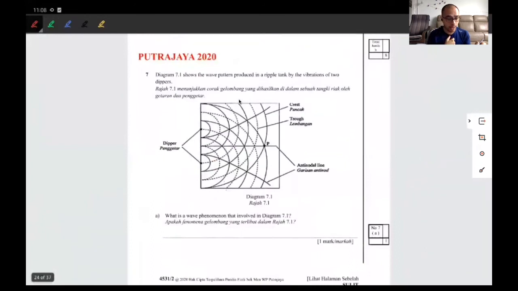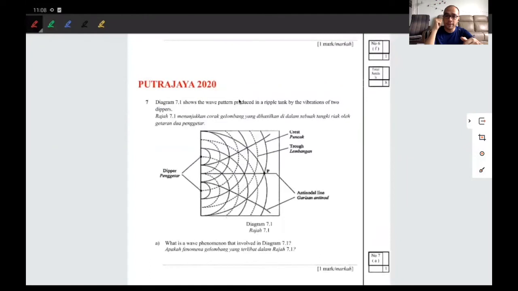Yes, so we are coming to this one. Okay, we are coming to this question, and this is a different concept altogether. We've talked about refraction, we've talked about diffraction. Now we have to talk about interference. The main formula is lambda equals AX over D.